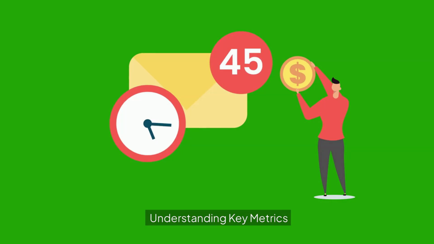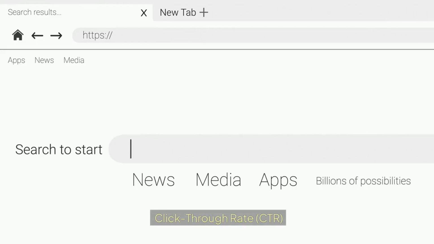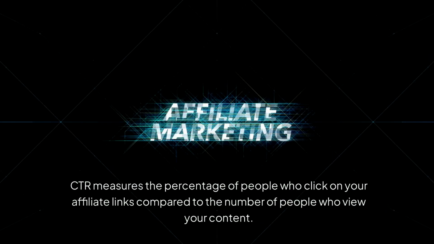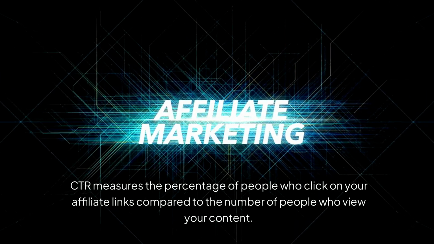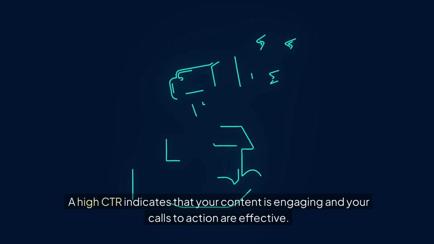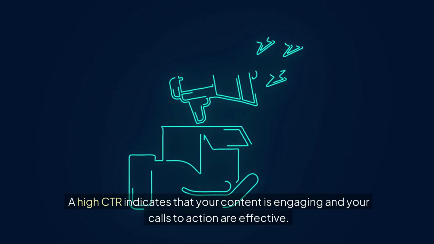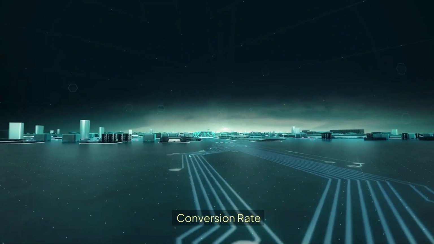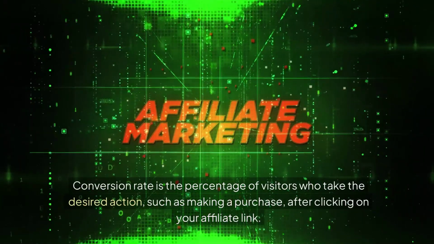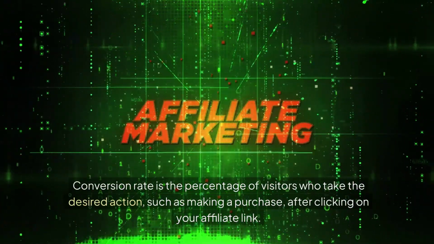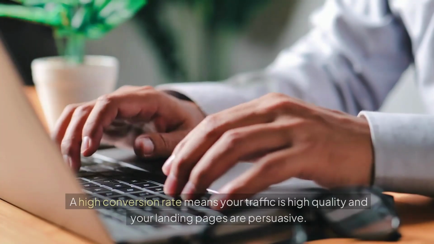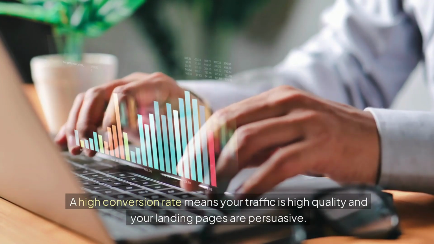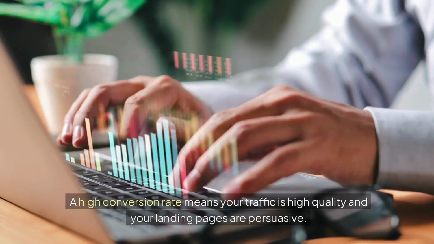Understanding key metrics. Click-through rate, CTR. CTR measures the percentage of people who click on your affiliate links compared to the number of people who view your content. A high CTR indicates that your content is engaging and your calls to action are effective. Conversion rate. Conversion rate is the percentage of visitors who take the desired action, such as making a purchase, after clicking on your affiliate link. A high conversion rate means your traffic is high quality and your landing pages are persuasive.